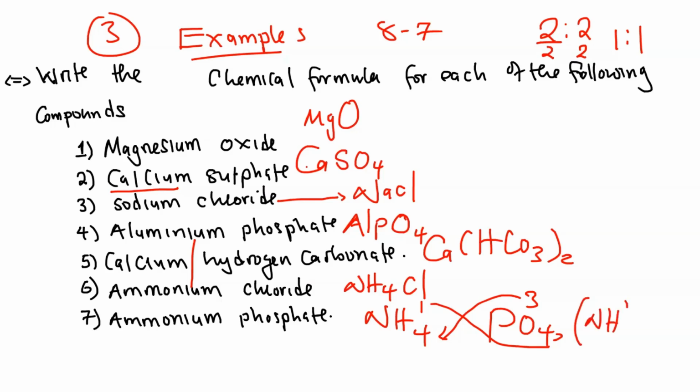Ammonium, then outside, what is the number? Phosphate. Then of course you're going to have what? PO4. So this is ammonium what? Ammonium phosphate. Okay.